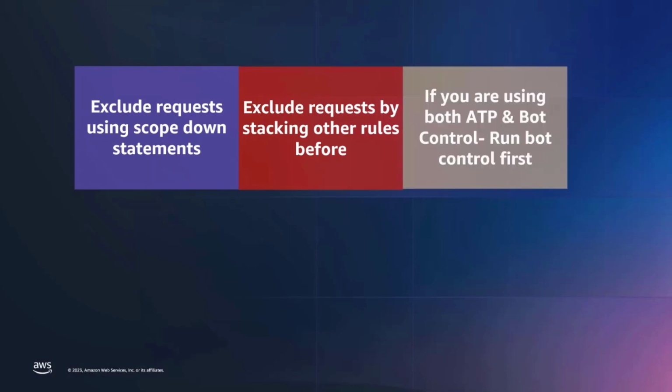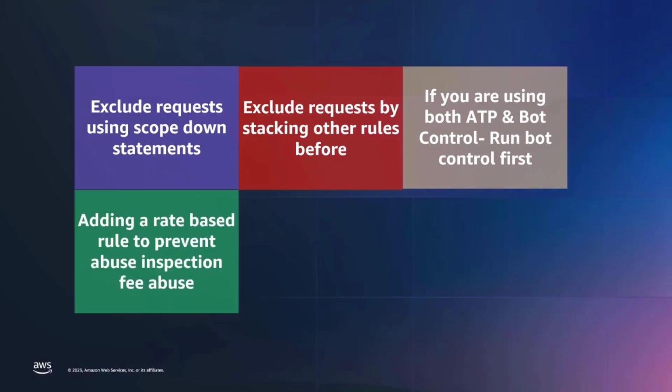If you are using both ATP and bot control rule groups, run the bot control rule group first. It's the less expensive rule group. It's less expensive, so use it first. Adding a rate-based rule to prevent abuse, inspection fee.